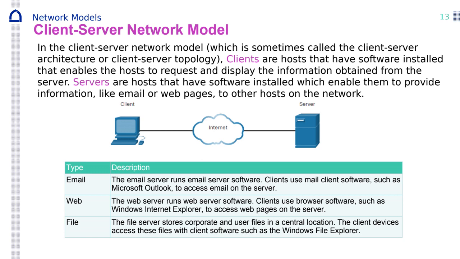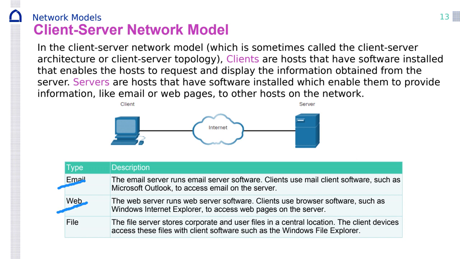What kind of servers we have? For example, we have email server. What does it do? Can you read? Software. Exactly, to exchange emails. The second one is web server. What does it do? Web server software. The client will run the browser like Chrome, to access web page on the server.